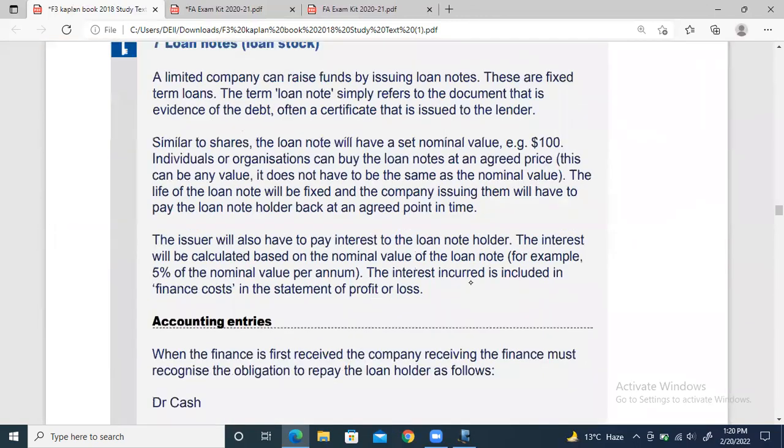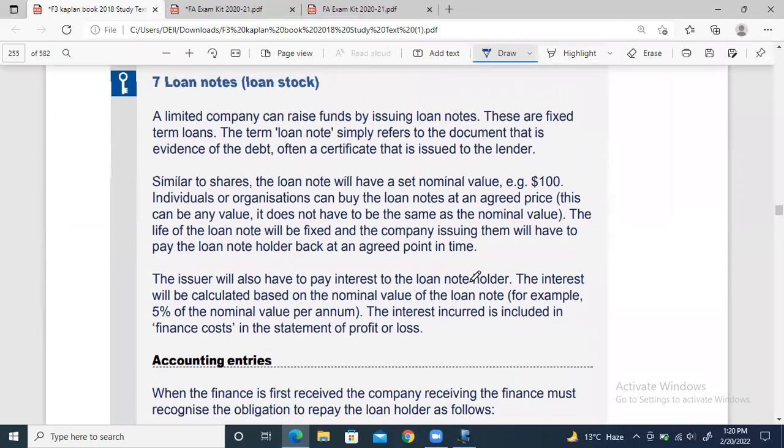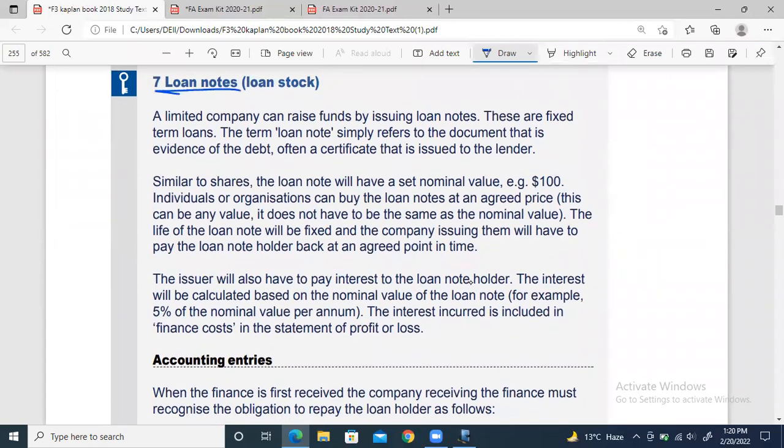All right. Now let's discuss some detail about loan notes as well. We discussed some introduction above in the last class. Now let's discuss loan notes. So a limited company can raise funds by issuing loan notes. These are fixed term loans.